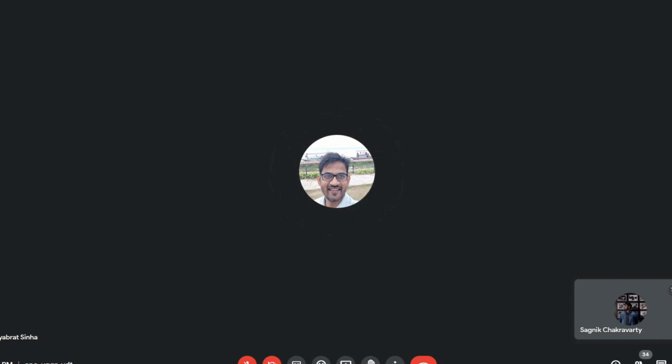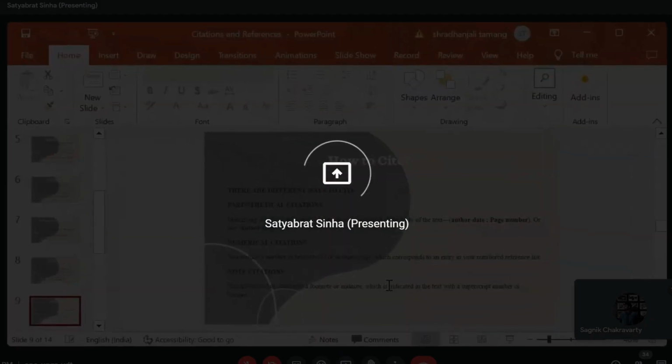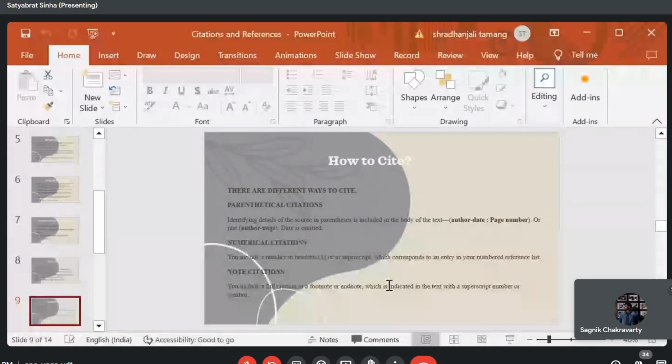So there are three different ways to cite in the text. When we talk about citation, we are only talking about what we write in the text. Putting author, date, page number in parentheses is one, or author and page number: parenthetical citation. Numerical citation, I still need to show you; just keep it in your mind. And note citation, the footnote I showed you. Endnote is, of course, the same citations that you saw, at the end of the book, or the end of the chapter, or at the end of the paper.